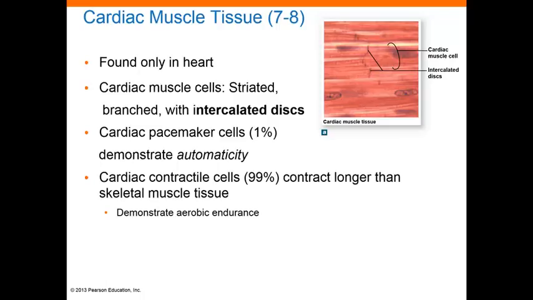One percent of the myocardium is composed of cardiac pacemaker cells, which uniquely exhibit automaticity. So that means they can establish a rate of contraction without neural stimulation. The other 99% of the myocardium are just cardiac contractile cells, which can contract for 10 times longer than a skeletal muscle fiber. And that's because of their uniquely calcium-permeable sarcolemmas, which makes complete tetanus impossible. So these cells rely on aerobic metabolism, so they contain large numbers of mitochondria and abundant reserves of myoglobin, and they store oxygen like crazy.